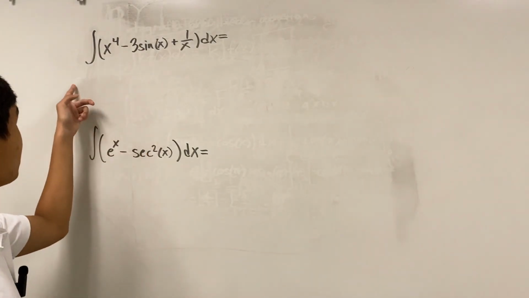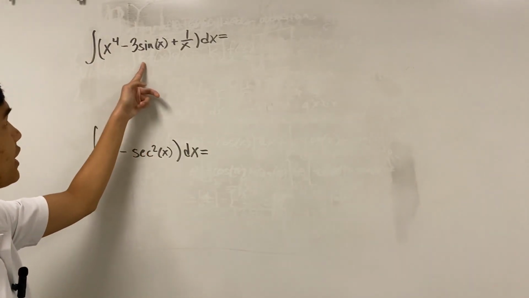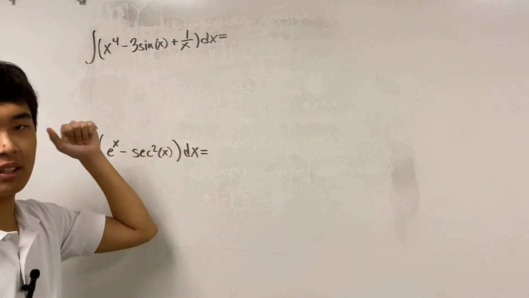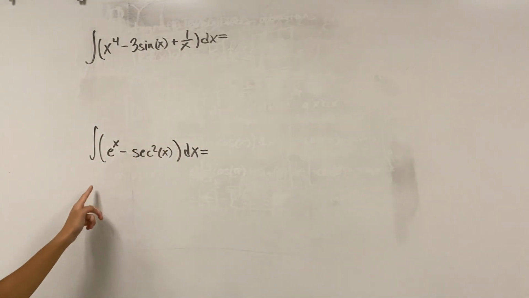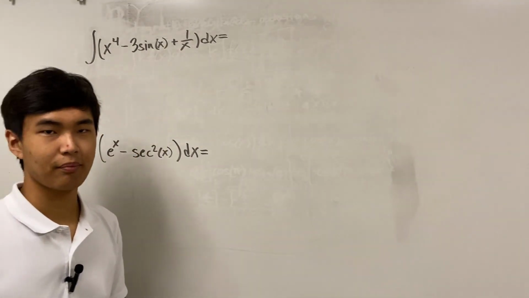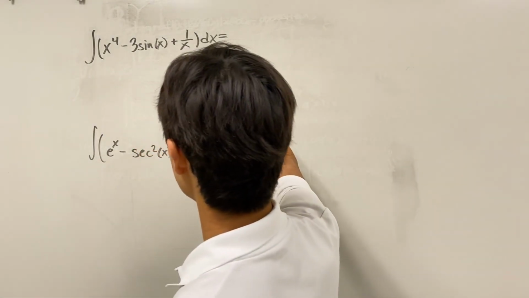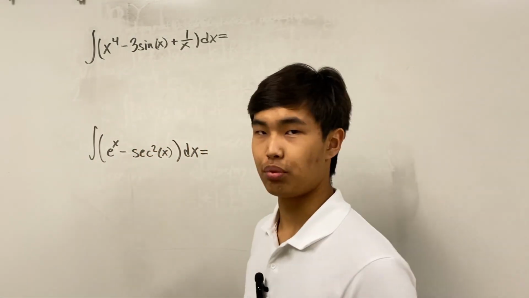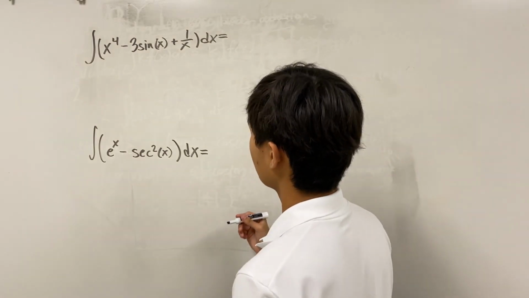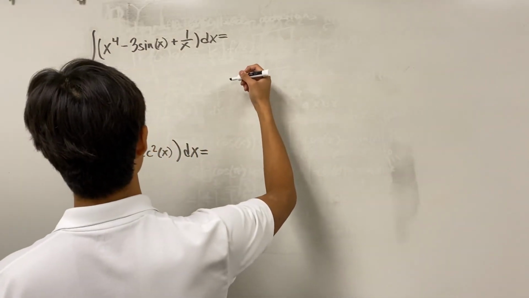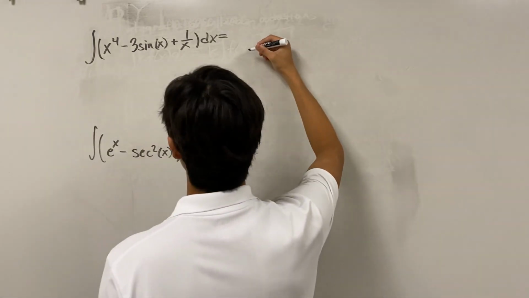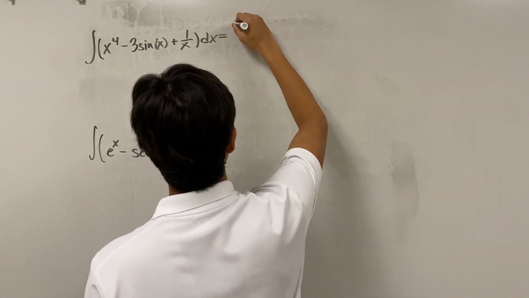Okay, I'm going to do 2 example problems. First one is the integral of x to the 4th minus 3 sine x plus 1 over x dx. The second is the integral of e to the x minus secant squared x. Let's start with the first one. So right away, let's break it into 3 integrals so that we see more easily what's going on.